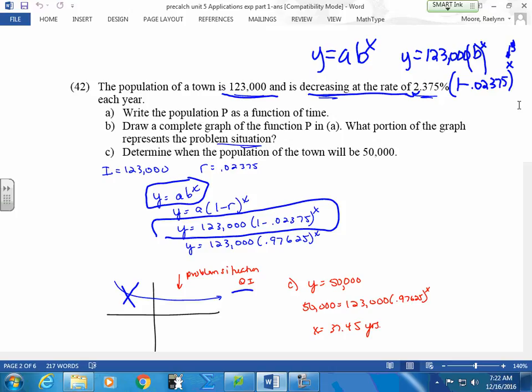And intersect, what does it want to know? When will it be 500,000? Intersect it with 500,000. This wasn't so bad. So X, go from 0 to 20 right now. Your Y max, what are you going to make your Y max in your window?